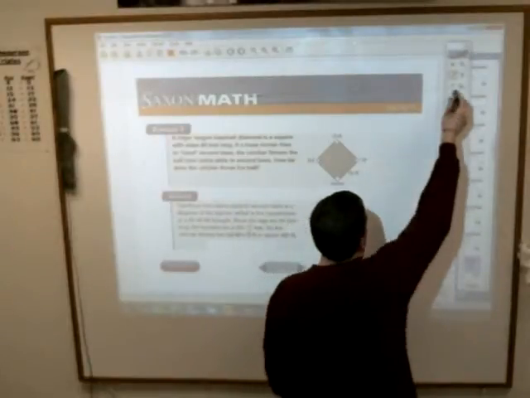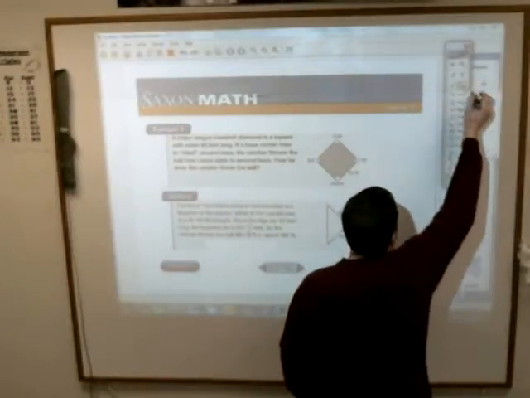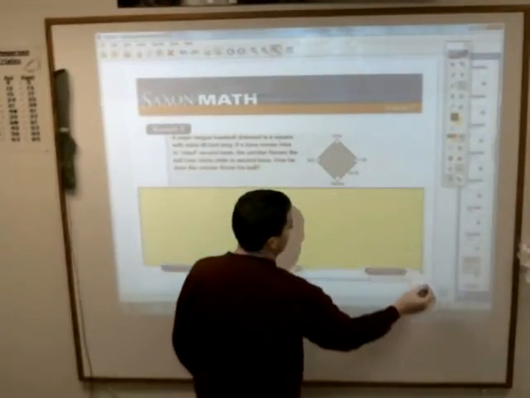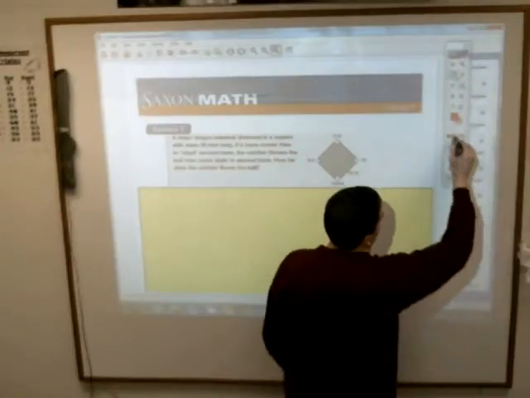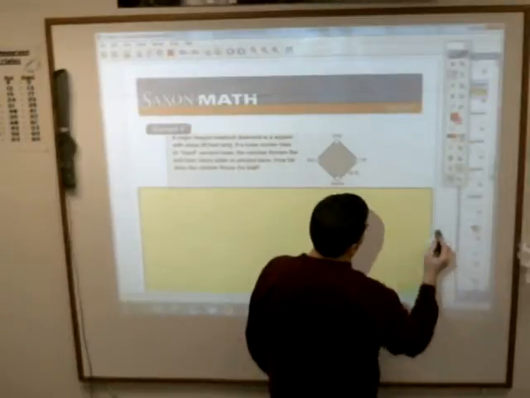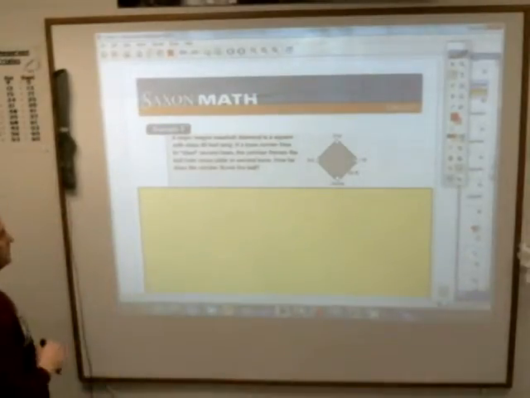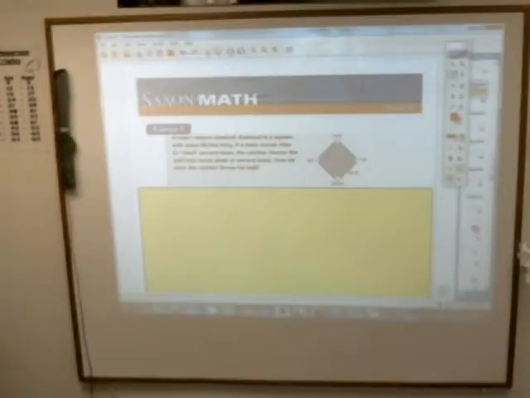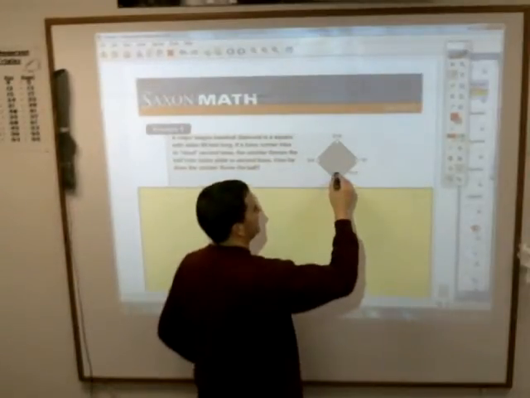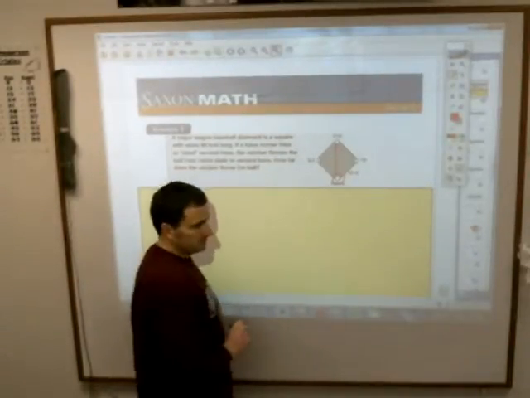Oh, let's take a look at this one. This one might not be entirely obvious, but there are some applications here. It says a Major League Baseball diamond is a square with sides that are 90 feet long. If a base runner tries to steal second base, the catcher throws the ball from home plate to second base. How far does the catcher throw the ball? In other words, how far is it from home to second?